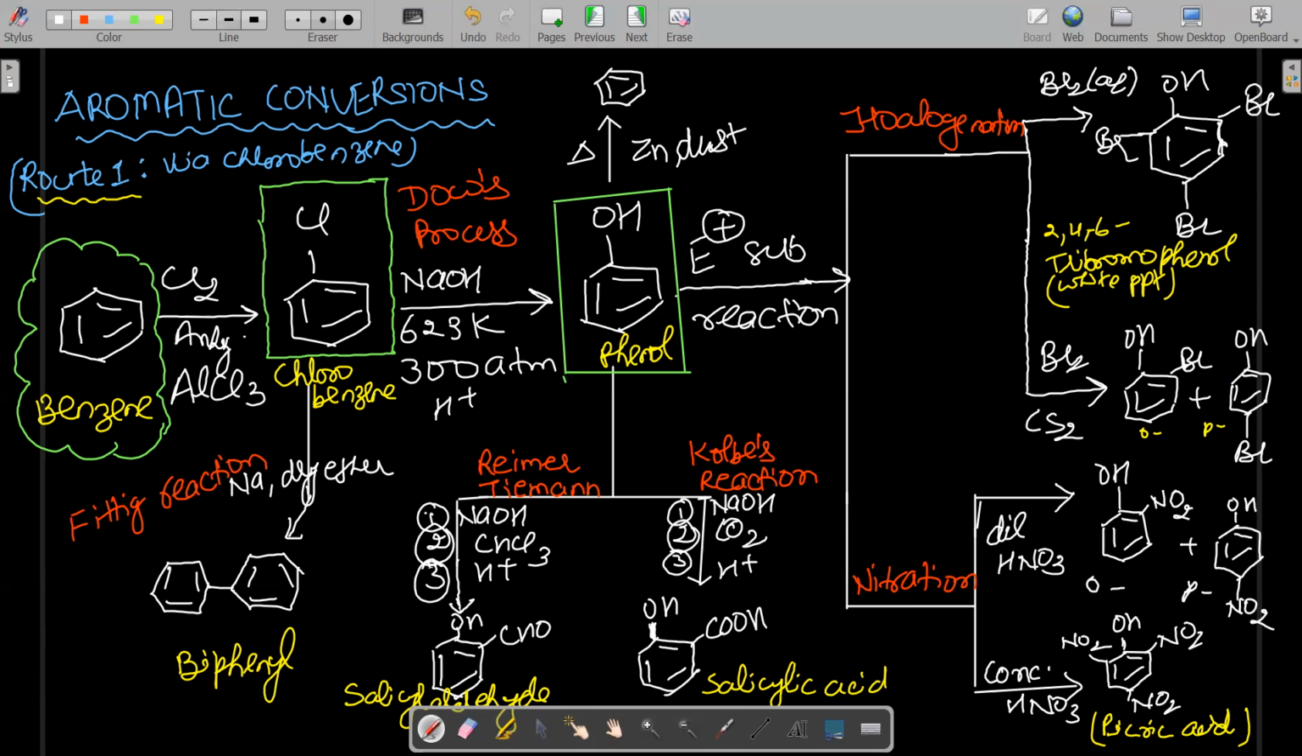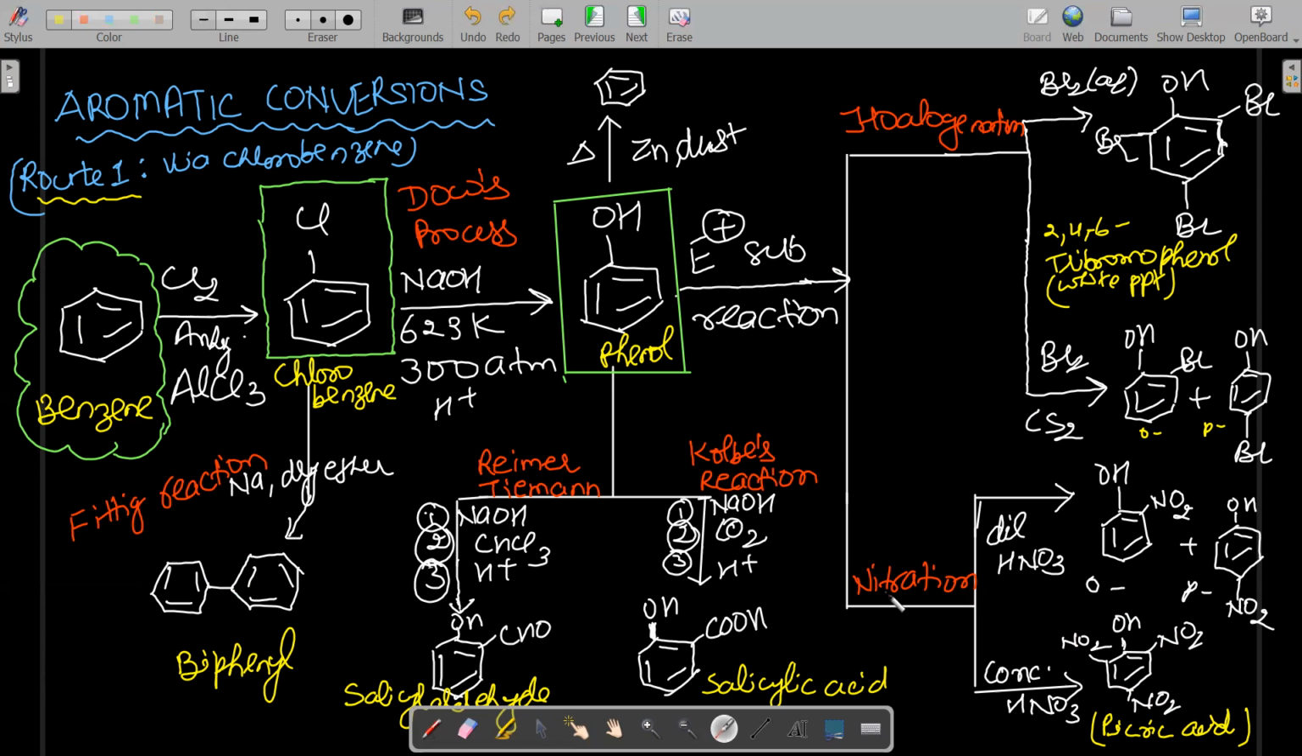In ortho-nitrophenol, what is this? Basically, at which position is the nitro group? Ortho position, and in this case, para position. So there is a formation of two products, ortho and para. But in the presence of concentrated nitric acid, there is a formation of trinitrophenol. 2,4,6-trinitrophenol. You can see here it is 2,4,6-trinitrophenol, whose common name is picric acid.